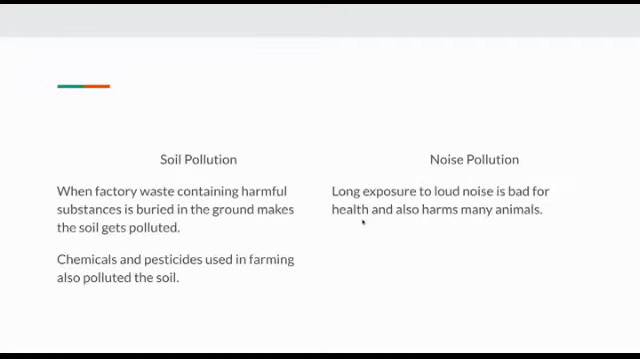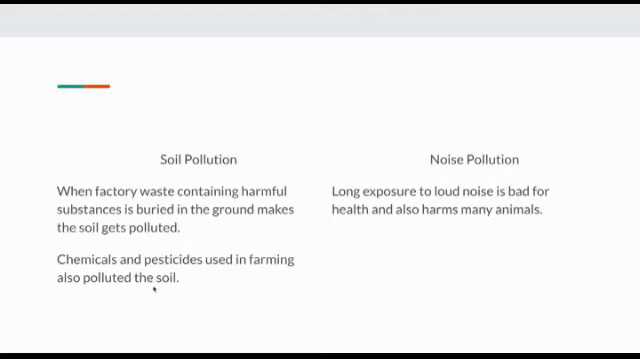Okay, the next is soil pollution. How does the soil become polluted due to these industries or big factories? When factory waste containing harmful substances is burnt or buried in the ground, the soil gets polluted. Chemical fertilizers and pesticides used in farming activities also pollute the soil.